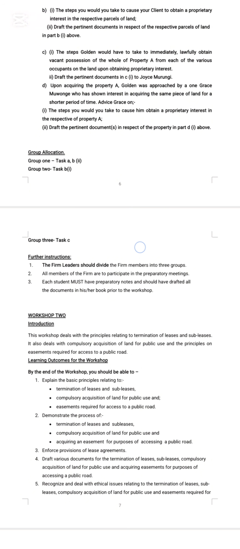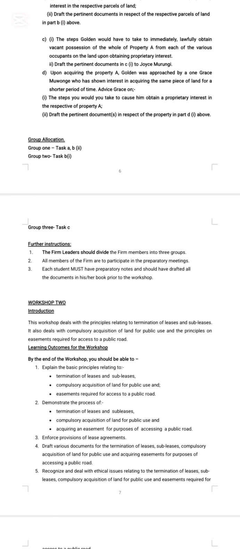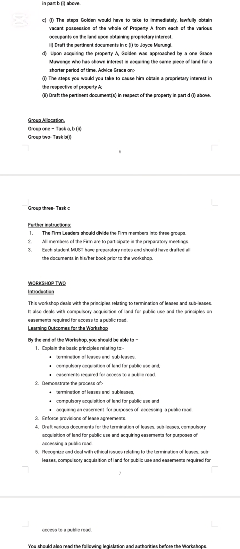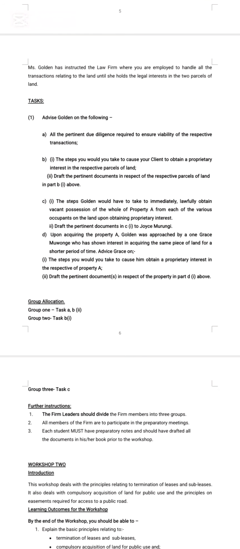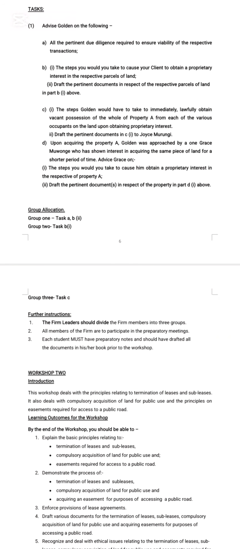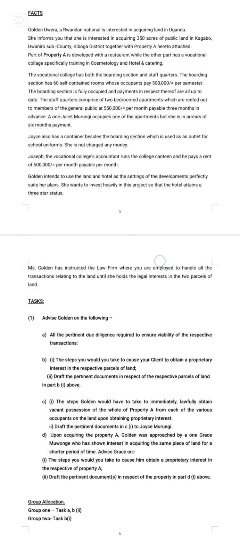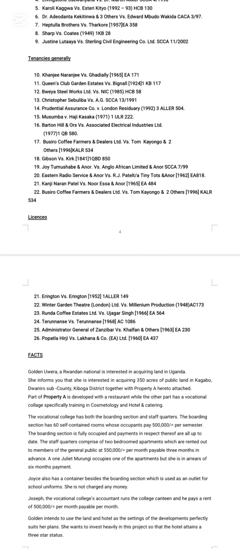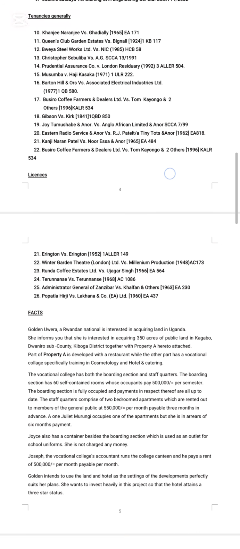Upon acquiring property A, Gordon was approached by one Grace Mwonge, who has shown interest in acquiring the same piece of land for a shorter period of time. Advise Grace on the steps he would take to obtain a proprietary interest. So basically here we go to subleases, and we draft what we call a sublease agreement. I have told you that if I own land on lease, and you come to me, I can sublease it to you. So basically that was part A. That was workshop 1.